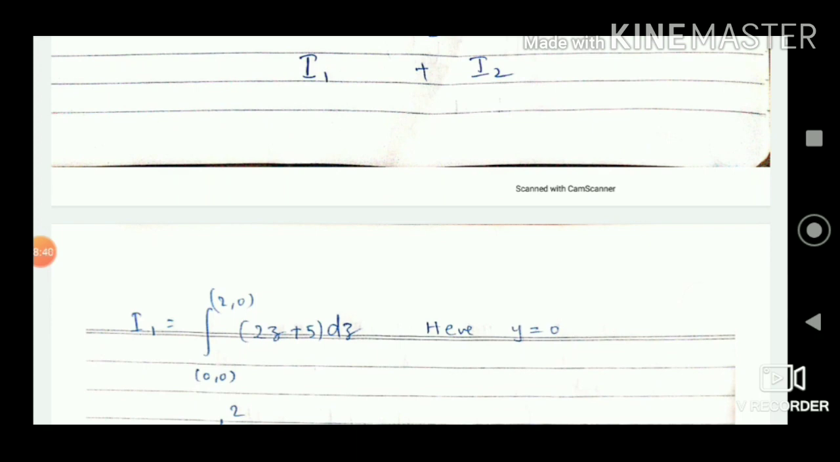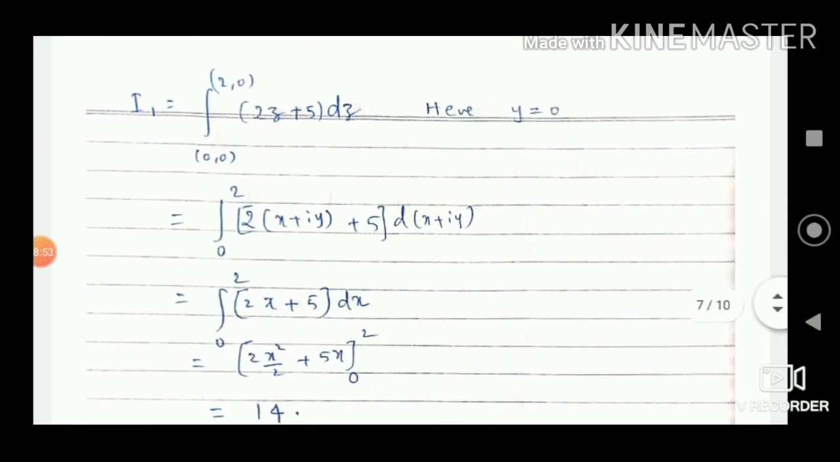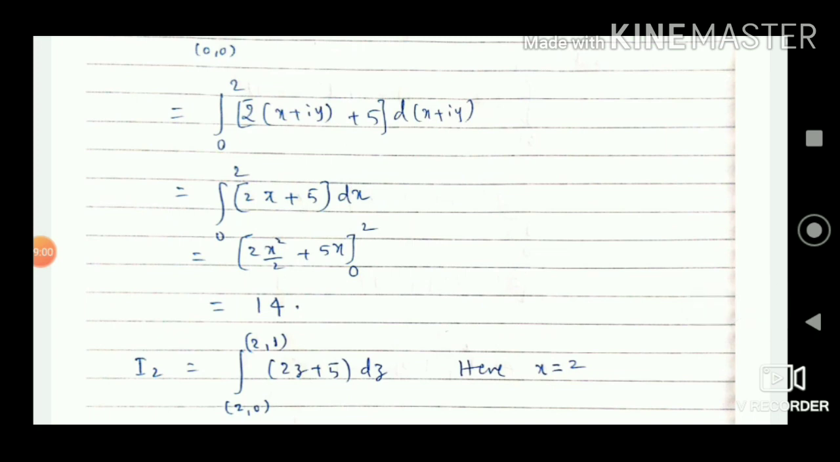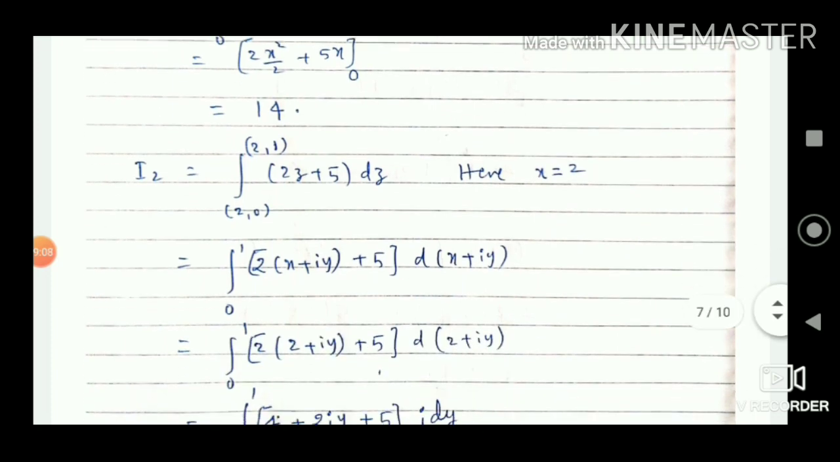So for I1, I am going to do the integration over I1. If you observe, y is 0 in the case of integral I1. So if you substitute y equal to 0 wherever y arises, you will end up with an x integration. x is from 0 to 2, 2x plus 5 dx, and it is 14. I1 is 14. Now I2, if you see, it is varying from 2 0 to 2 1. And I am going to substitute z as x plus iy, but we observe that x is fixed in the line joining 2 0 and 2 1, x equal to 2.